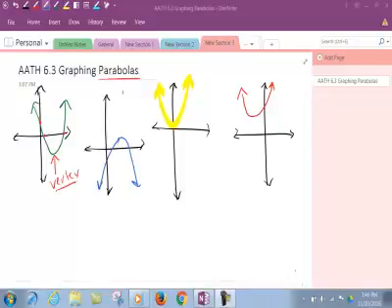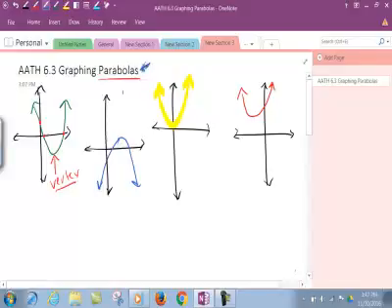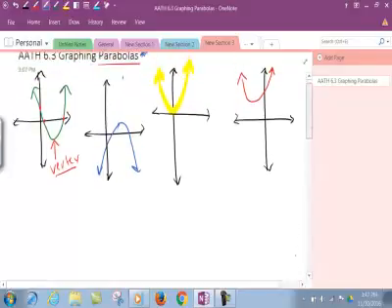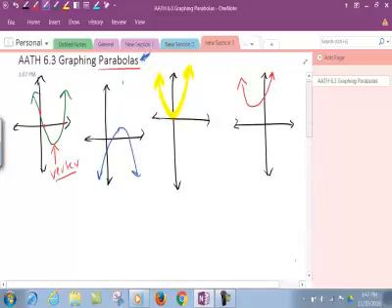Today we're going to talk about graphing quadratic functions, and the first thing you need to know is that when you graph a quadratic function, the shape it makes is called a parabola. And so today's lesson is called graphing parabolas. In front of you on the screen I have 4 different parabolas that are graphed.